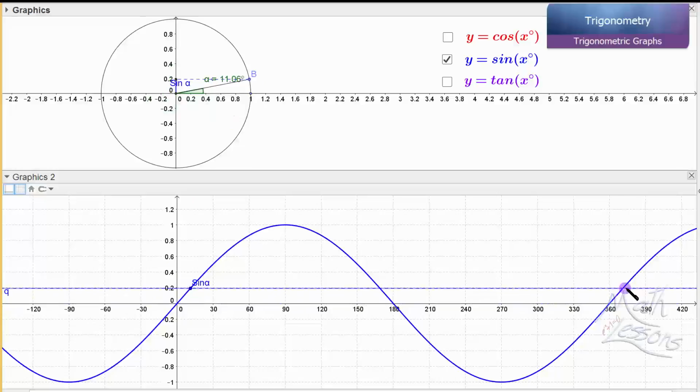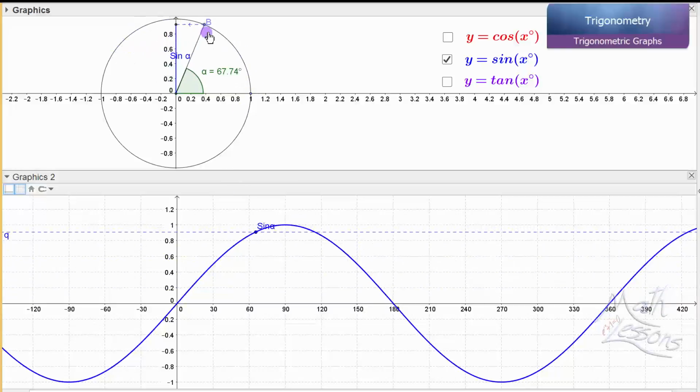This angle here is going to be the same as this angle here. And this value here is going to be the same as this value here. That's also quite important to note. So there's the sine curve.